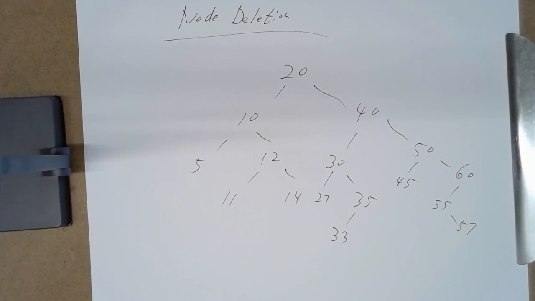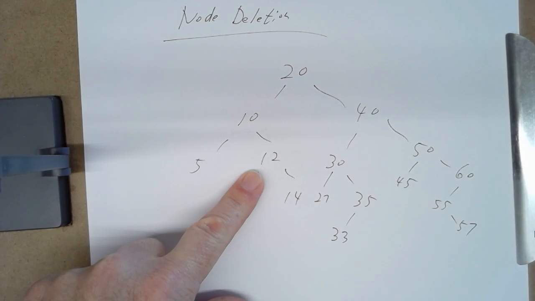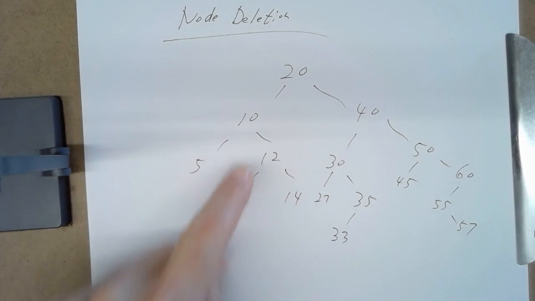So 20 is the root of the tree here, and we want to delete a node. Okay, if we're deleting a leaf node, it's easy. Right? We want to delete the 11, just get rid of the 11. Just change this thing to point to null. So there are some nodes that are very easy to delete. If we want to delete the 10, it's a little harder.